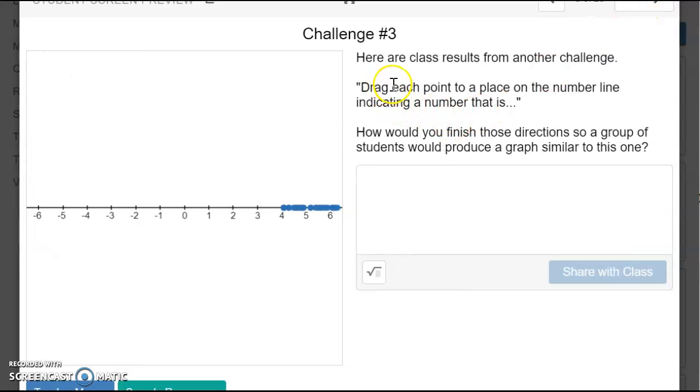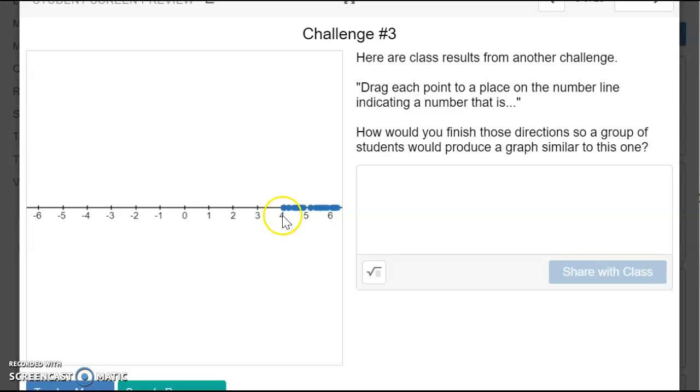And now this is a challenge problem. Here are class results from another challenge. Drag each point to a place on the number line indicating the number that is... How would you finish these directions so a group of students will produce a graph similar to this one? Okay, so this is what the class predicted, or the place where they put their dot.